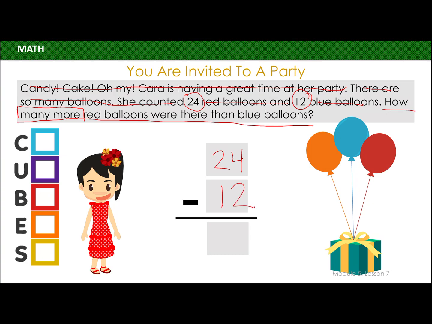I start with my ones. 4 minus 2 gives me 2. Go to my tens. 2 minus 1, or 20 minus 10, gives me 1, or 10. And my answer is, there are 12 more red balloons.